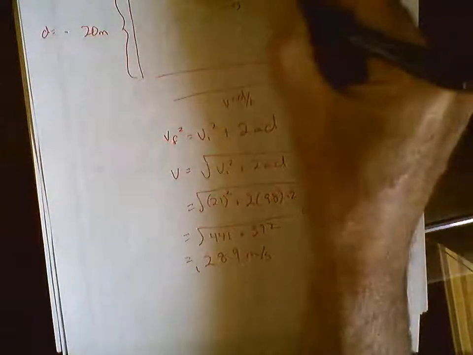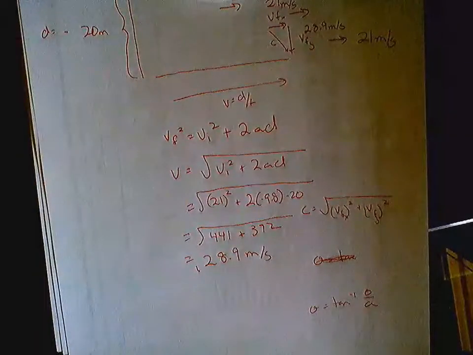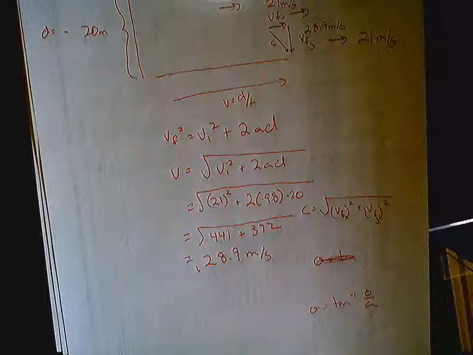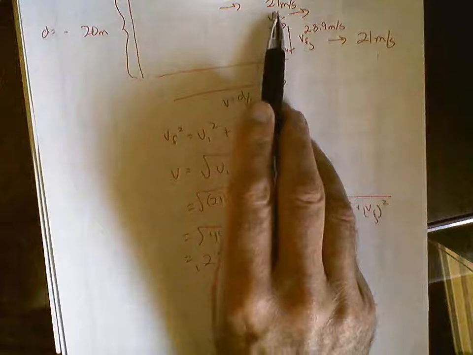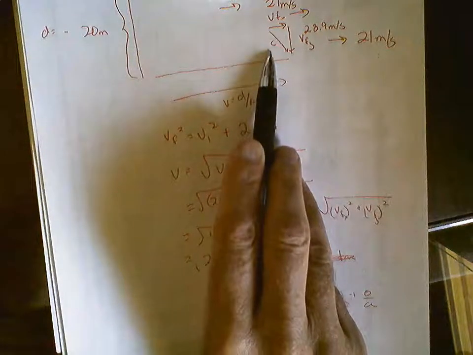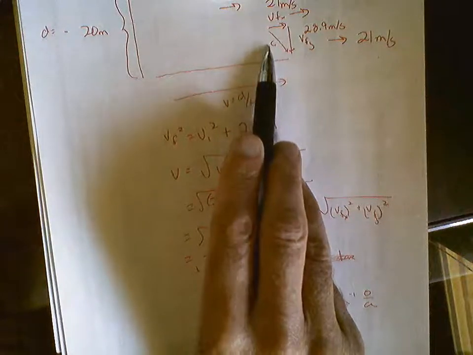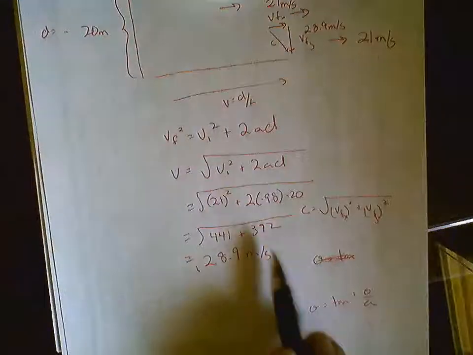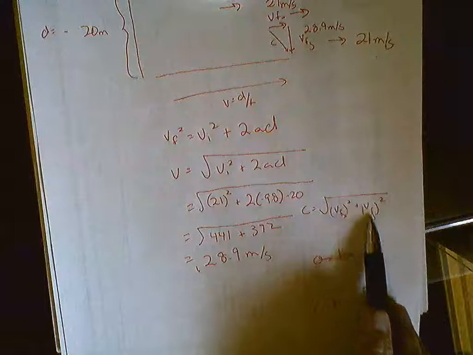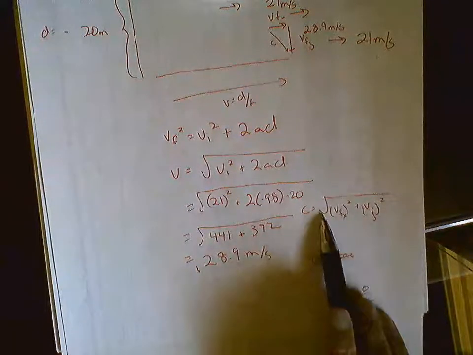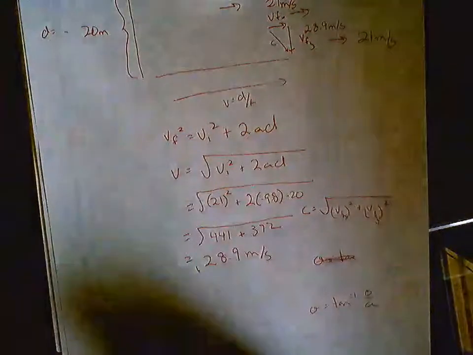My velocity in the x direction is 21 meters per second. Now, I want you to be aware, when this type of question is being asked, they might say, what's your final velocity in the y direction? They might say, what's your final velocity in the x direction? Or they might say, what's your final velocity? To get the final velocity, you have to use the following formulas. First of all, c equals the square root of the velocity in the x direction squared plus the velocity in the y direction squared. So it would be 21 squared plus 28.9 squared, take the square root of that.